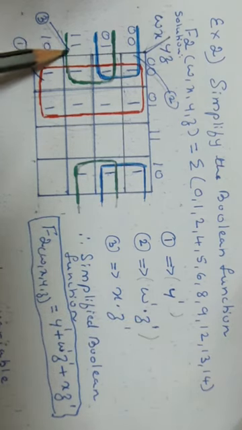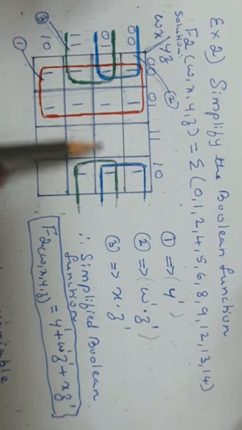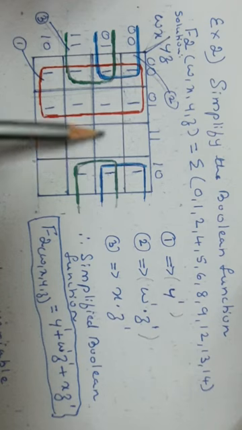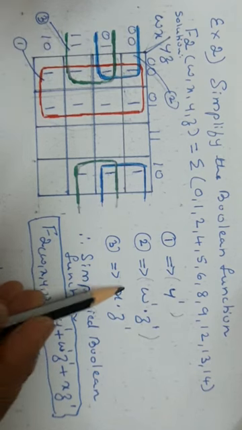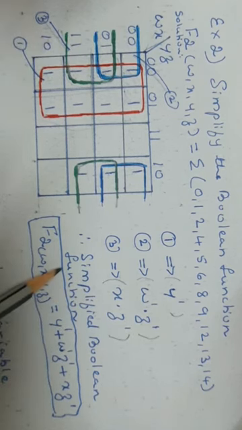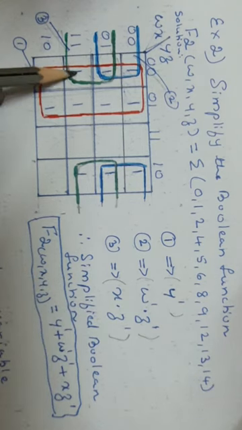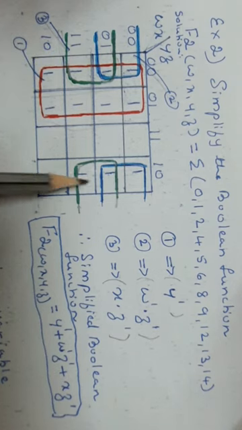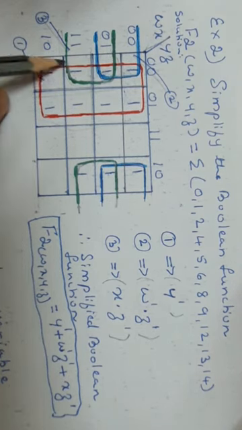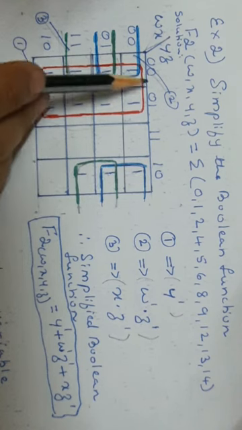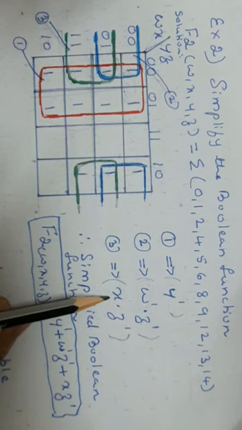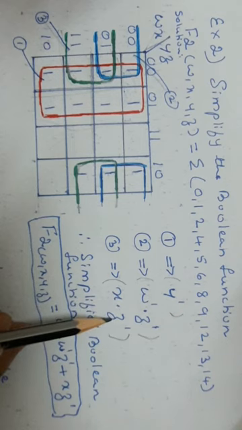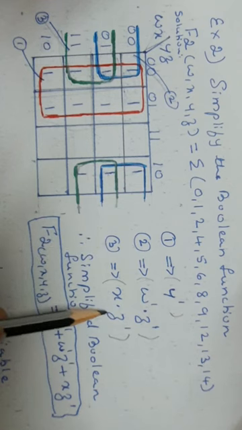For group 3, this green colored one, these two ones and these two ones. These four ones are covered in these two rows, 0, 1, 1, 1. This one is common, that corresponds to X. So we have written X here, that is for the third group. Okay. Next, all four ones of the third group are covered in these two columns, 0, 0, 1, 0. So this 0, 0 is common with respect to Z, hence Z dash. So in the third group, X is common row wise and Z dash is common column wise.